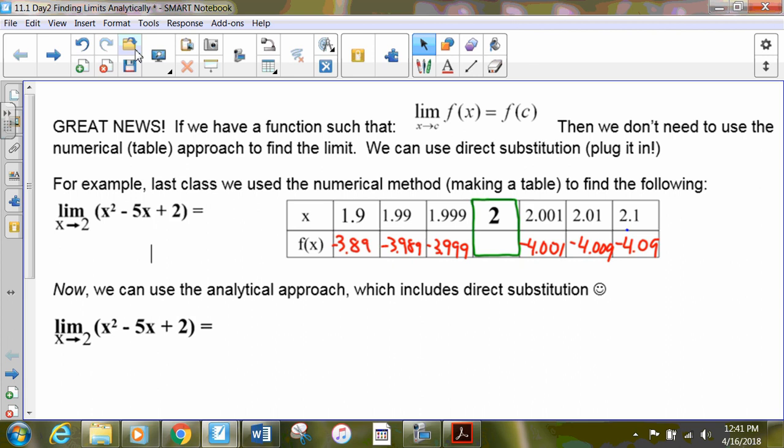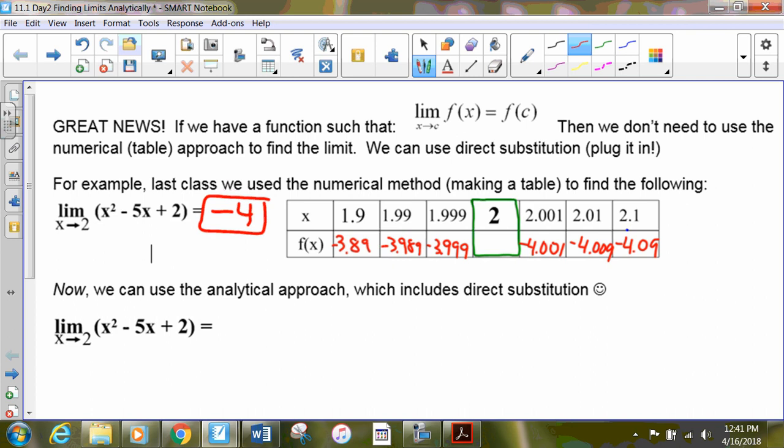So we're going to look real quickly at how we found the limit of x squared minus 5x plus 2 as x approached 2 last class, and that is that we set up a table and we plugged things into the calculator and we decided, hey, from the left it's approaching -4 and from the right it's approaching -4, so the limit is -4.